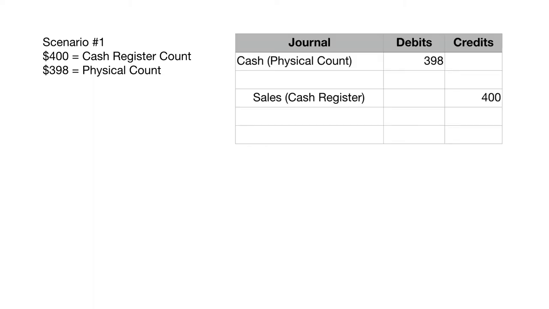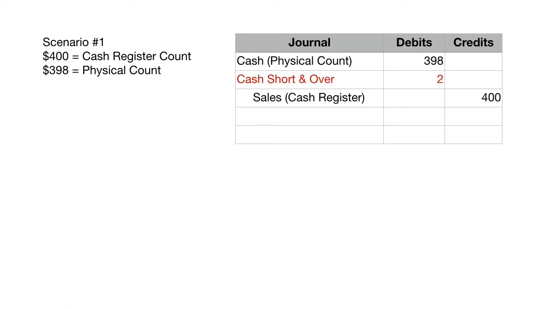Let's say at the end of the day, the cash register says there should be $400 in the register, but when you count it, you only count $398. We always debit cash for the amount that we are able to deposit at the bank, and we always credit sales for the amount that the cash register thinks should be in there.